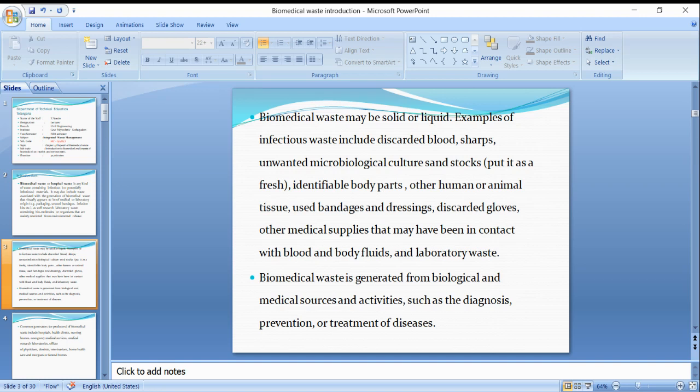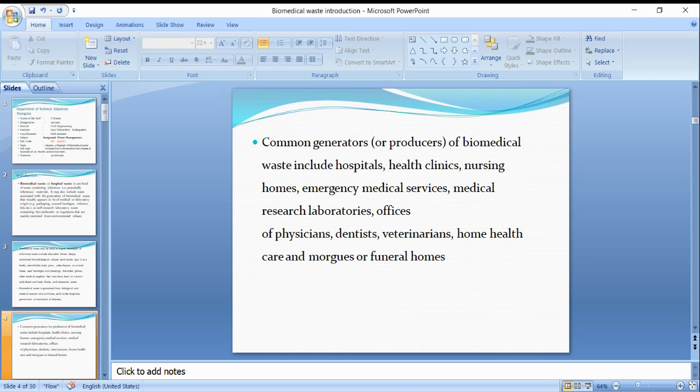Biomedical waste is generated from biological and medical sources and activities such as diagnosis, prevention, or treatment of diseases. If you go to any diagnosis system or any laboratory, we can observe this type of biological waste.